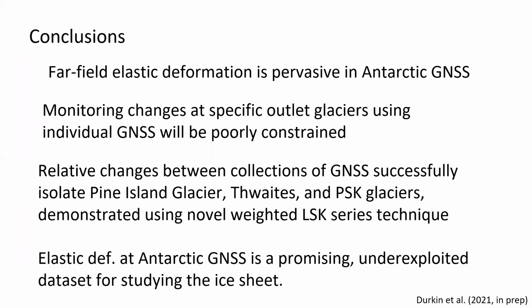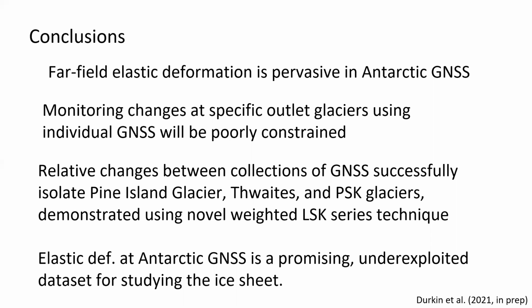So to conclude, what we found is that far-field ice loss is a pervasive signal in Antarctic GNSS elastic deformation. And this means it will be very difficult to use individual GNSS sites to put constraints on how specific regions are changing in their mass. This is just because the elastic deformation that a GNSS site is sensitive to derives from ice mass change over such an enormous area.